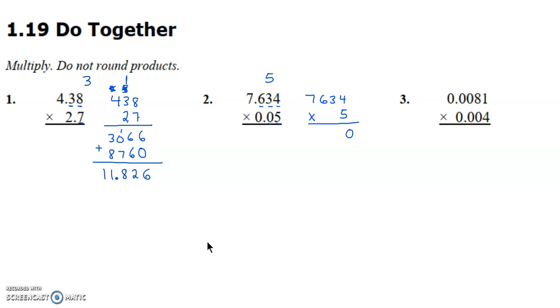5 times 4 is 20. 5 times 3 is 15, plus 2 is 17. 5 times 6 is 30, plus 1 is 31. 5 times 7 is 35, plus 3 is 38. Remember, I have to go from the right 5 decimal places. 1, 2, 3, 4, 5. So I place the decimal in front of that 3 and pop a 0 in front.